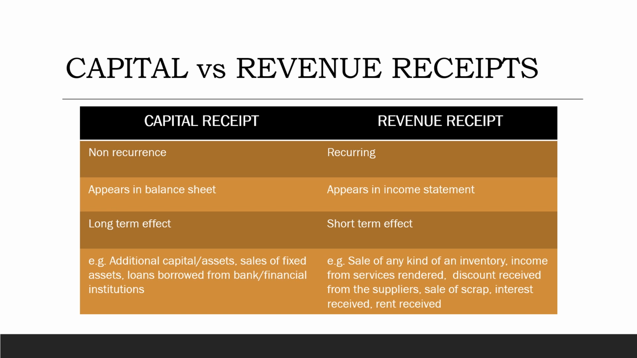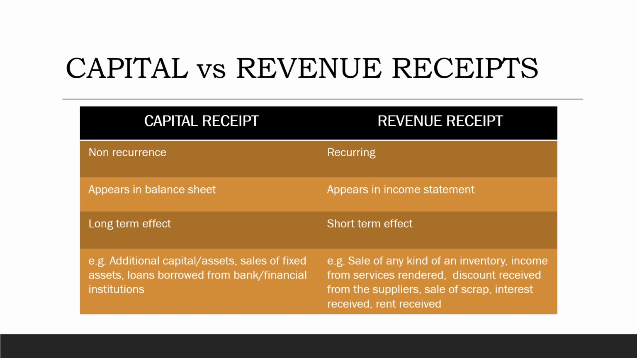And for a company, the capital receipt should appear in the balance sheet for that item. The item that you are selling appears in the balance sheet, so that is the company's asset, and it should have a long-term effect. Because the cost is higher, it should have a long-term effect, like probably the long-term loan. Examples: additional capital assets that the company purchased, sales of fixed assets, loans borrowed from a bank or financial institution for a longer period.